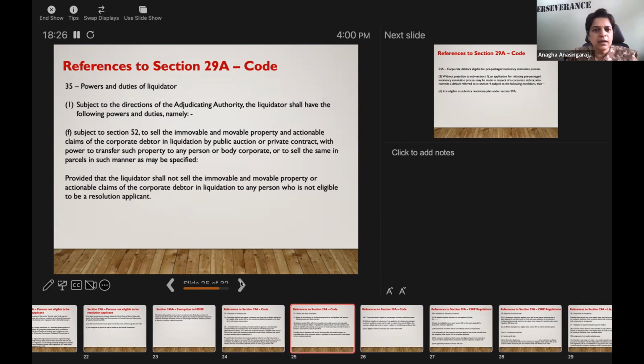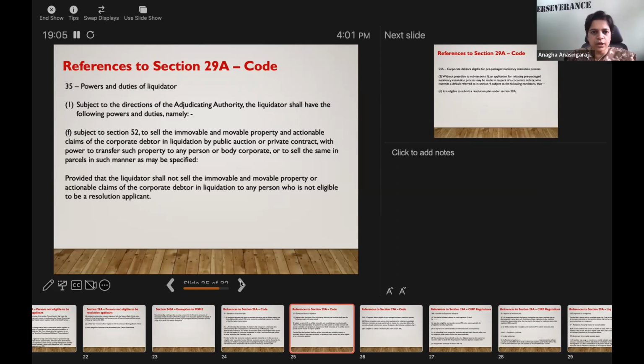Another reference to 29A is in section 35 of the code, which talks about the powers and duties of the liquidator. It says, subject to the directions of the NCLT, the liquidator shall have the following powers and duties, namely, subject to section 52. Of course, if it is section 52, then the onus goes on to the banks, that is, the secured creditor. But if we are selling under liquidation, then the liquidator shall sell the movable and immovable property and actionable claims of the CD in liquidation by public auction or private contract, with power to transfer such property to any person or body corporate, or to sell the same in parcels in such manner as may be specified.